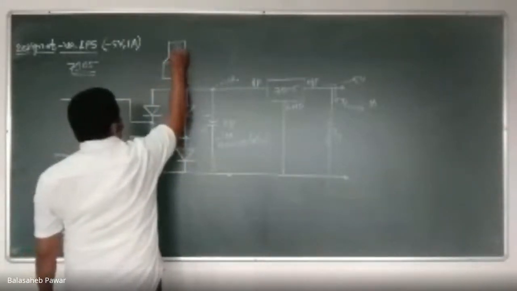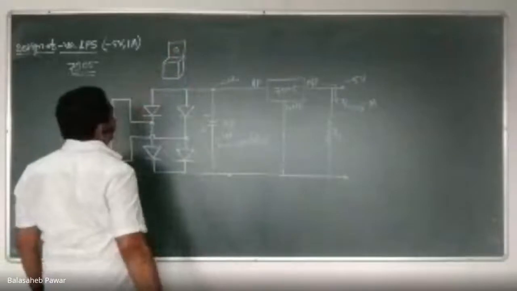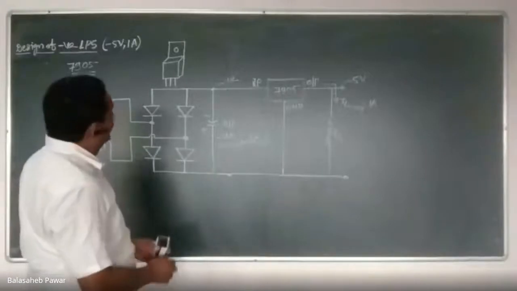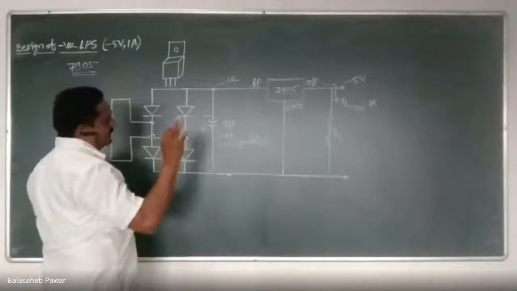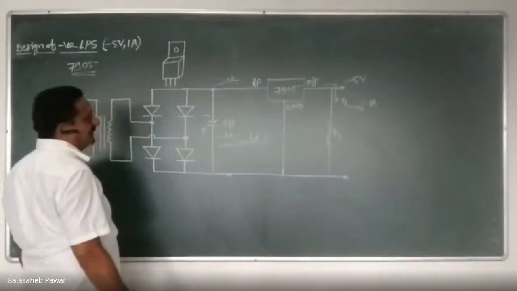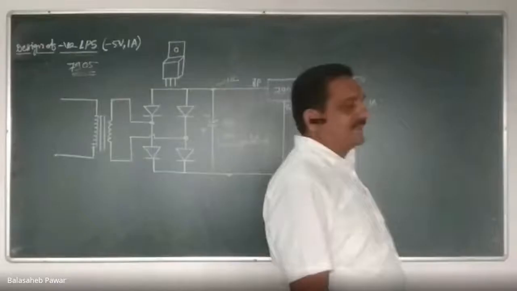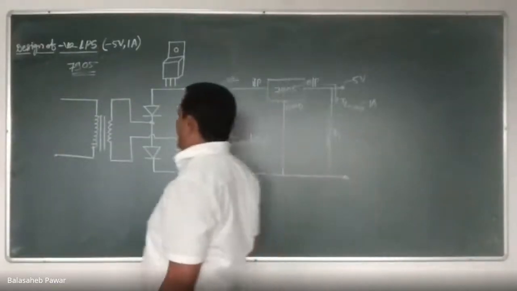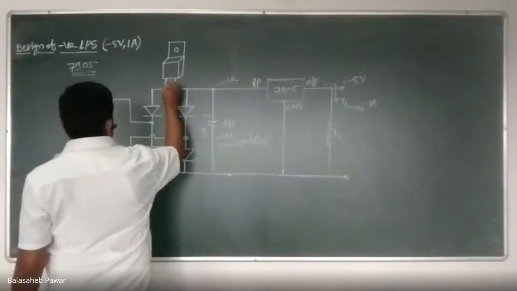It looks somewhat like this. This is nothing but the heat sink, and there are 3 pins. Out of these 3, for this 79 series, pin number 3 is the input, pin number 1 is common, that is ground, and pin number 2 is the output. Okay, you just check it from the data sheet.